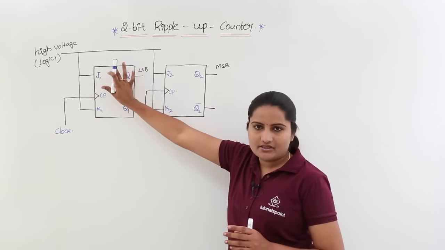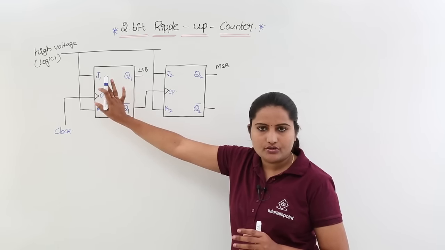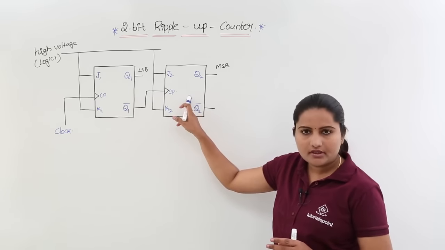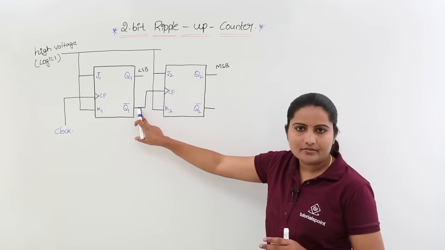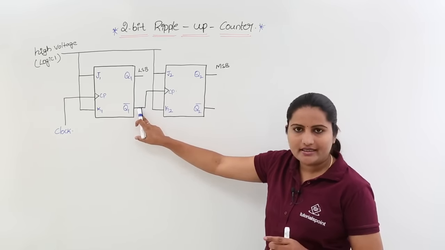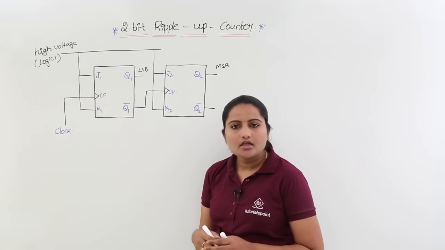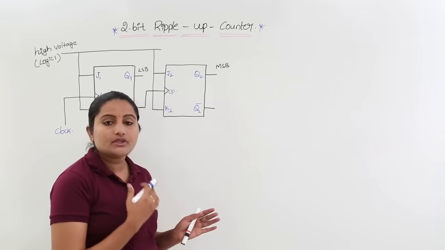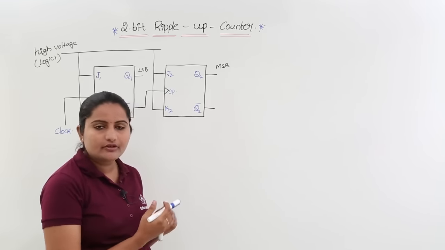So, actually the first flip flop is going to toggle continuously from 0 to 1, 1 to 0, because we are giving the clock here. But for this flip flop, whether it is going to toggle or not is dependent upon the value generated here. So, this is the structure of a 2-bit ripple up counter. Now, we are going to proceed to see how this is going to count in the upward direction.